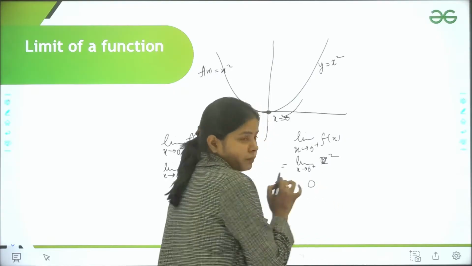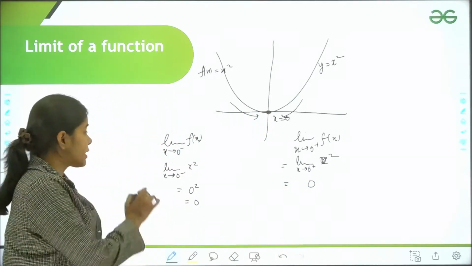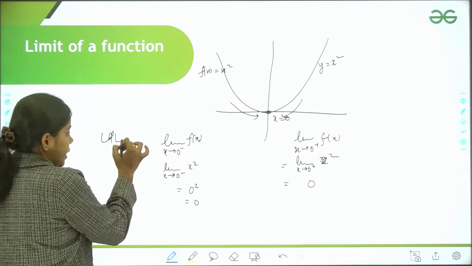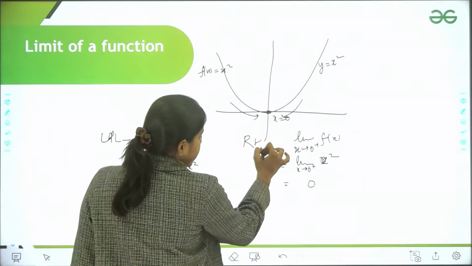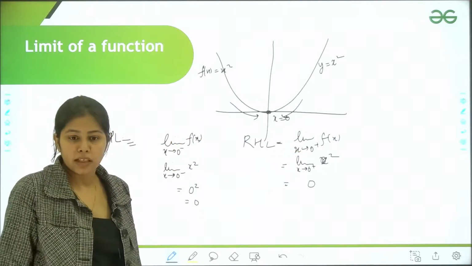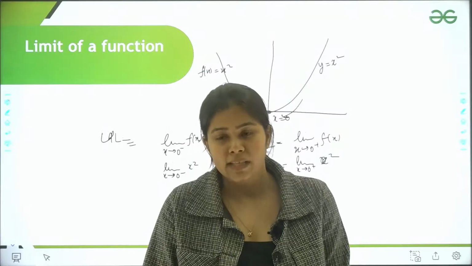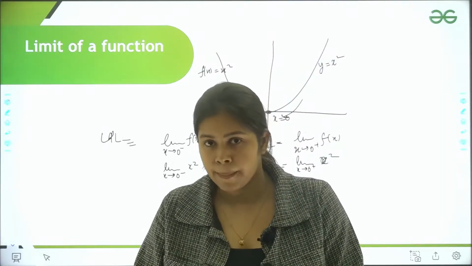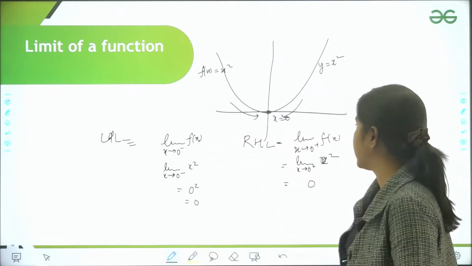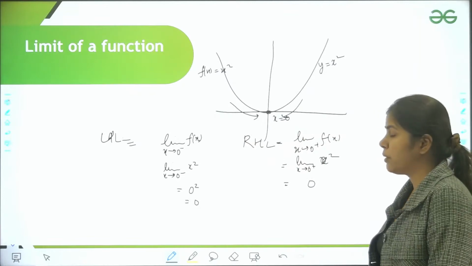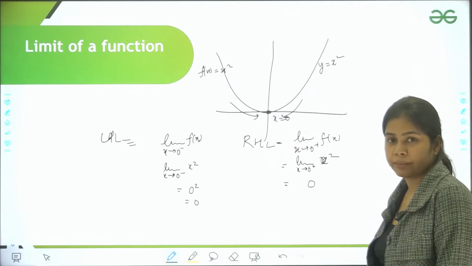that is 0. So we call this limit the left hand limit, and we call this limit the right hand limit. If left hand limit and right hand limit are equal, then we'll say that limit exists, otherwise limit does not exist. Just let me know guys if this is clear. Is this limit of a function clear to everybody?